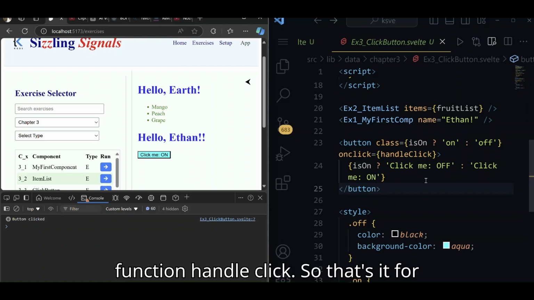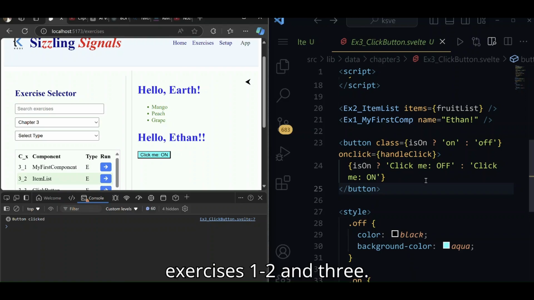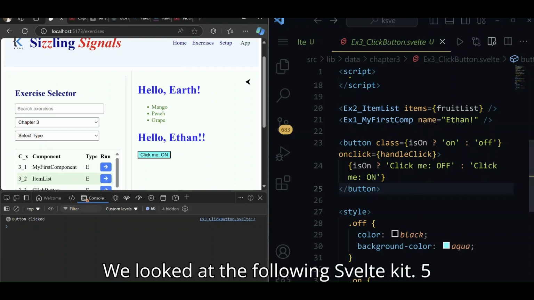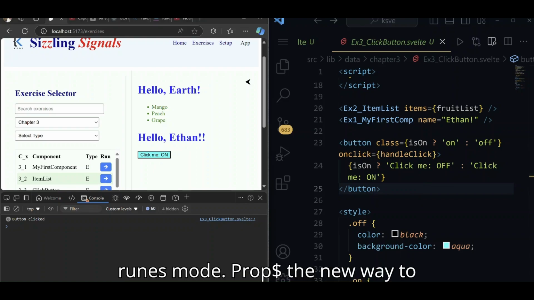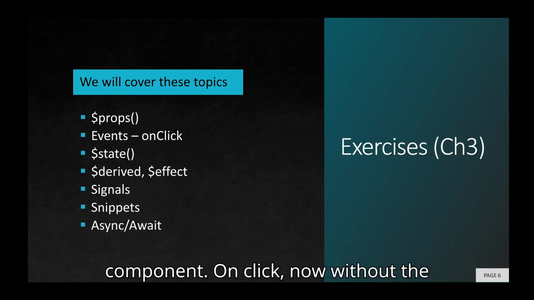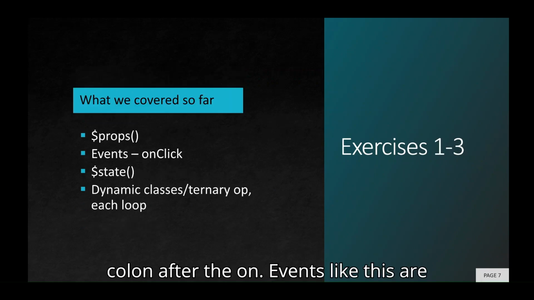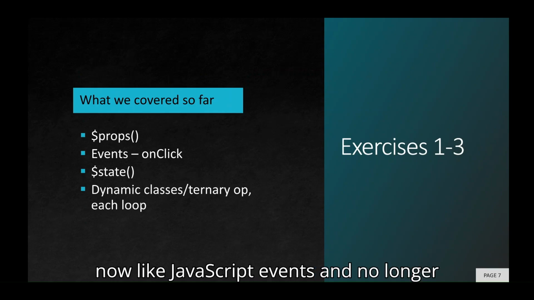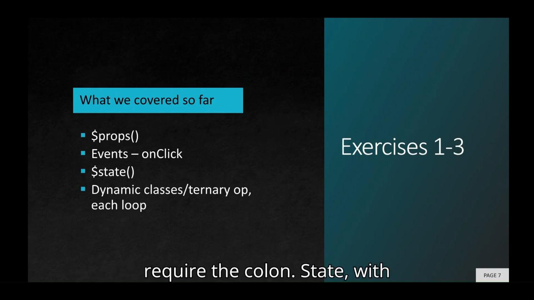So that's it for Exercises 1, 2, and 3. We looked at the following Svelte 5 runes mode features. $props, the new way to handle passing props to a child component. onclick, now without the colon after the on. Events like this are now like JavaScript events and no longer require the colon.